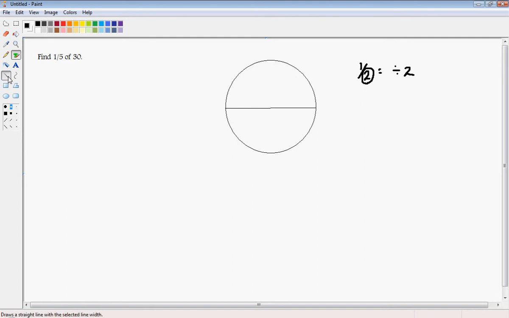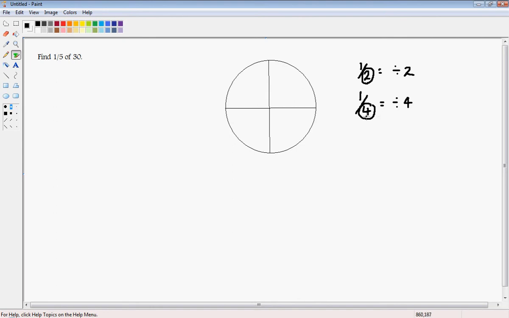Now for example, if I wanted a quarter of this circle, then I'm dividing it into four parts. So if I want a quarter of something, I just divide by 4, and again this is the clue. So the bottom part of the fraction is what we divide a number by. It's as simple as that.